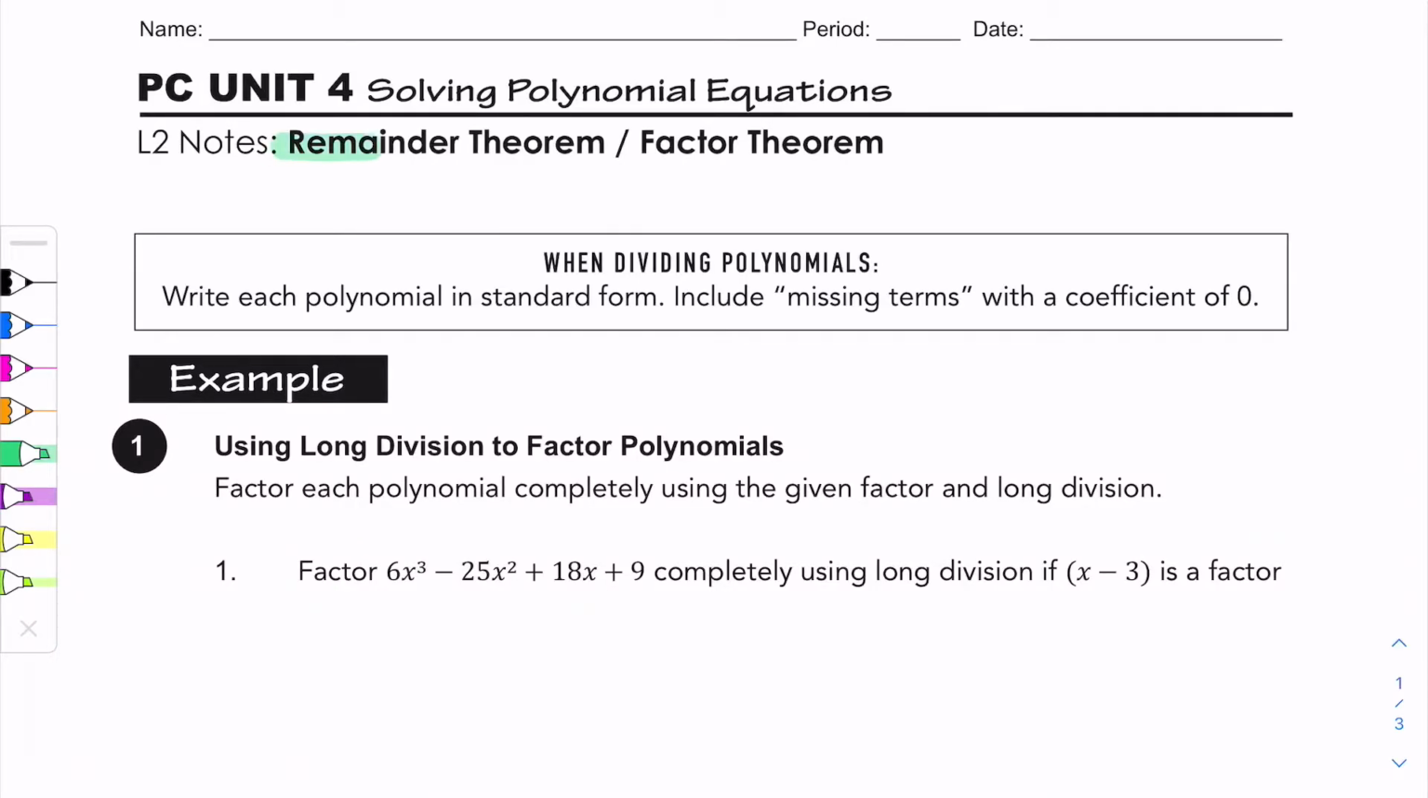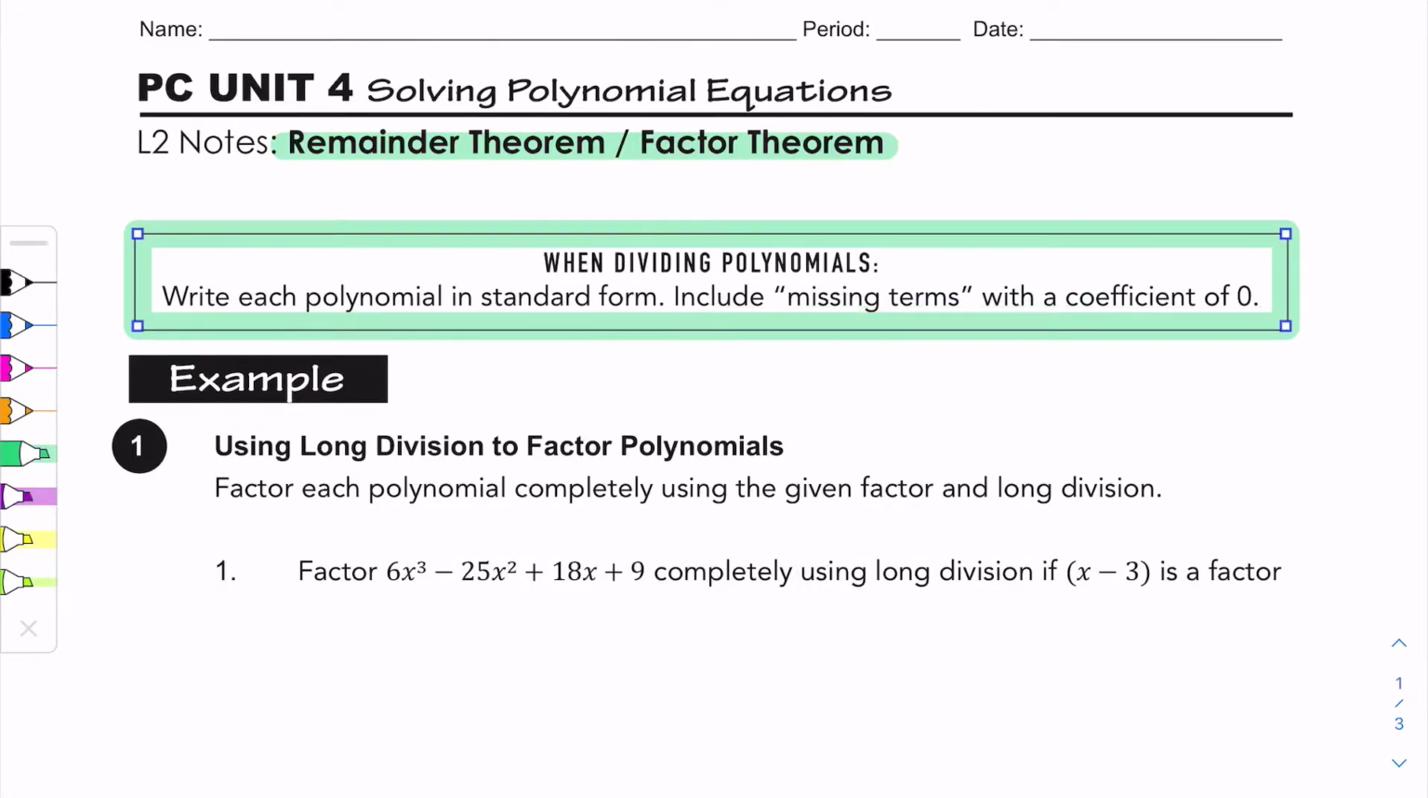Today's lesson is on the remainder theorem and the factor theorem. The remainder theorem and the factor theorem use long division and synthetic division to accomplish what you need to get to, so particularly factoring expressions. Don't forget this important memo: if you are writing a polynomial, make sure you write it in standard form, including all terms. That means you sometimes have to write in a coefficient of 0.